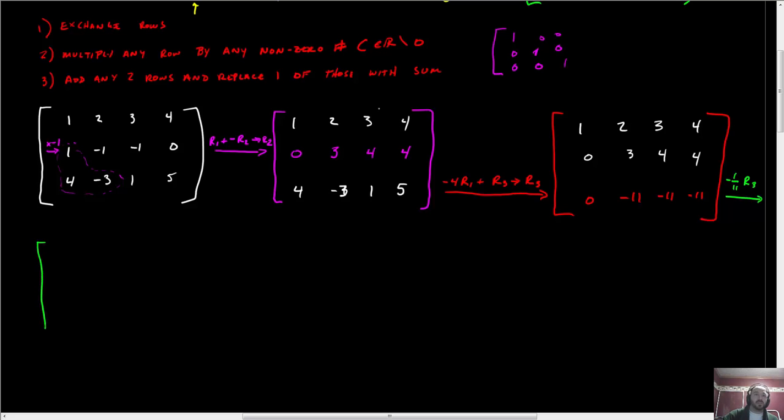And so on my next matrix here, I have 1, 2, 3, 4, 0, 3, 4, 4, and 0, 1, 1, 1. Okay. Now I'm going to use my first rule here, and I'm going to exchange row 2 and row 3. And here's what that looks like.